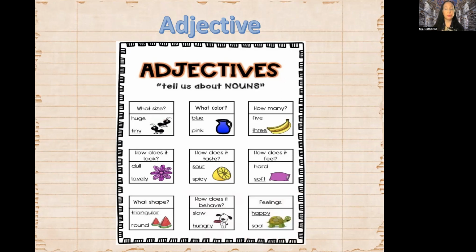Feelings. How do you feel? How does the turtle feel? The turtle feels happy. So this is a happy turtle. What's the noun here? Turtle. What's the adjective here? Happy. Okay, good job. I hope you're learning all about adjectives now.